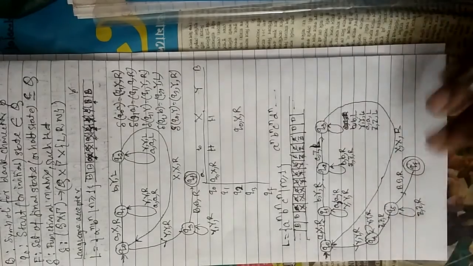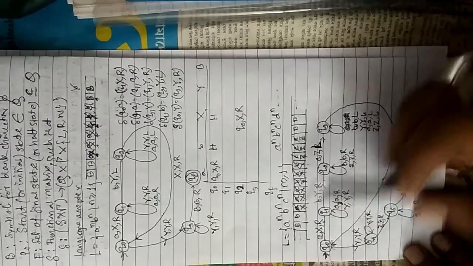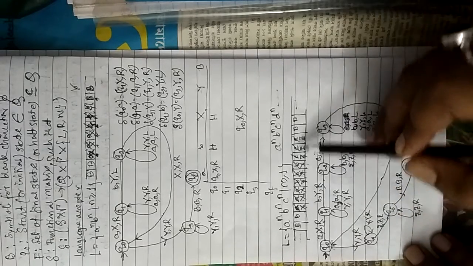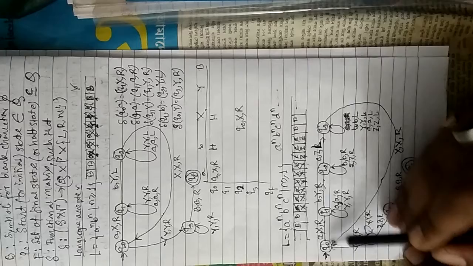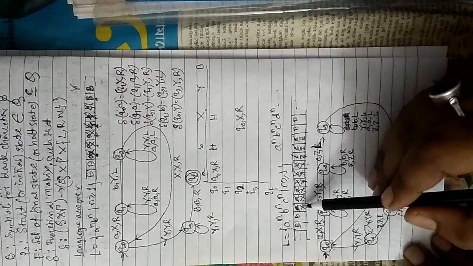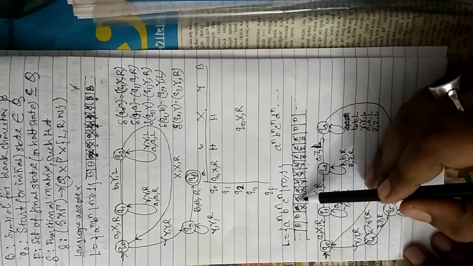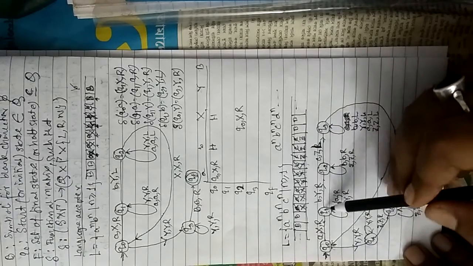So let us repeat this particular diagram with 3 a's, 3 b's and 3 c's. You are in the q0 state. You first read a, replace this a by x, move towards right, and go to the new state q1. So you are at the q1 state.